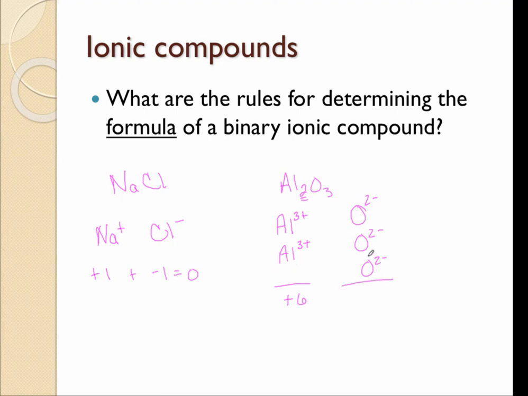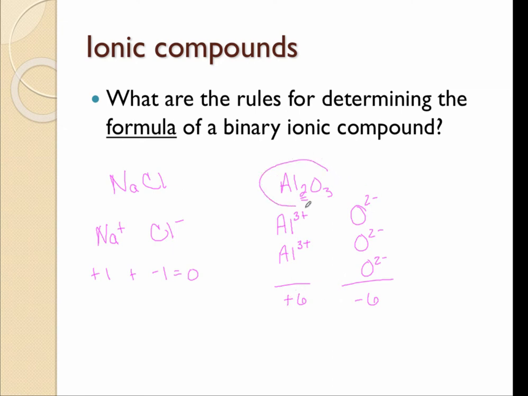I have 3 oxide ions, total -6 charge. That means each of these oxide ions has gained 2 electrons. And so there's 3 of them, so there's a total of 6 electrons. Where did those 6 electrons come from? They came from these aluminum ions. So the total number of electrons gained has to equal the total number of electrons lost from the metal ion.